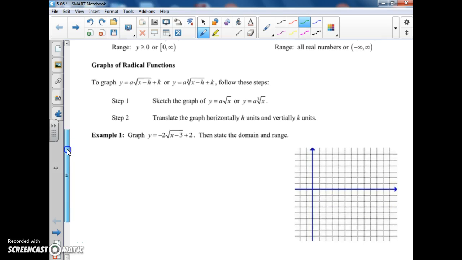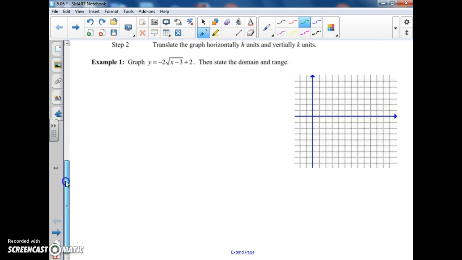It's showing on the film what we're doing here, okay? Okay, this is easy. So take a look at this, right? Here's what you're going to graph: y equals -2 square root of (x minus 3), and we're going to close the parenthesis, and then plus 2.